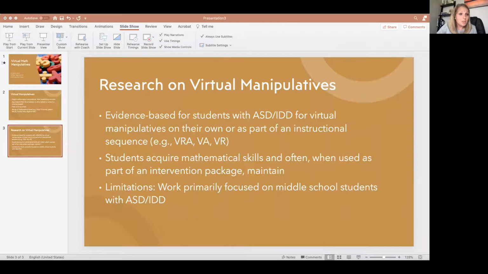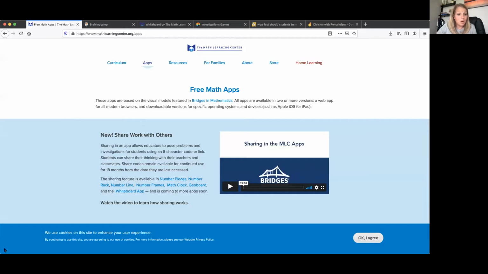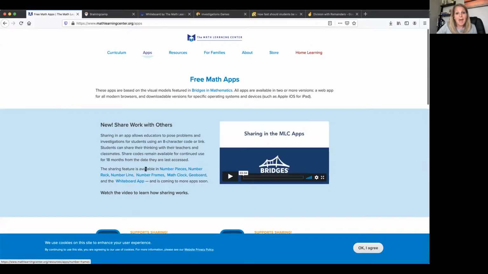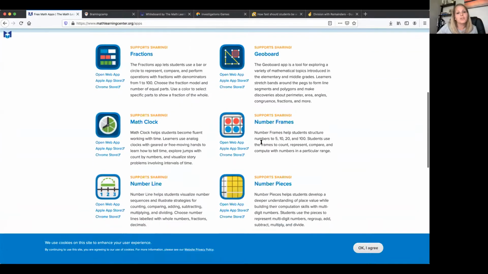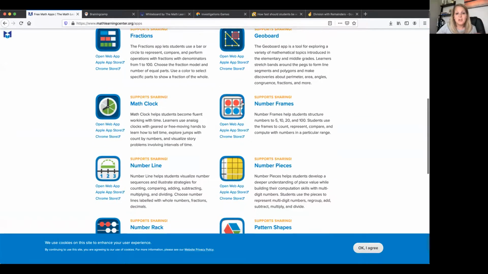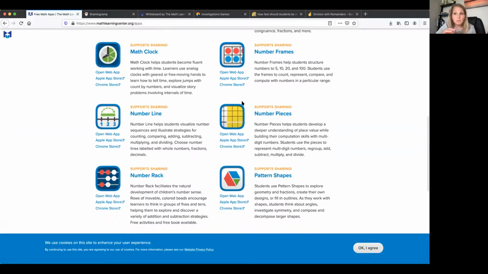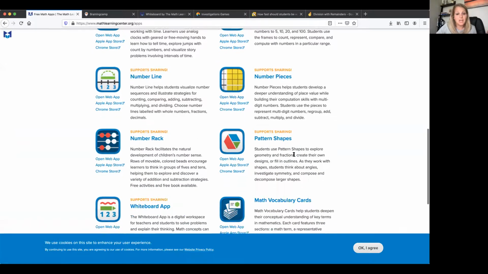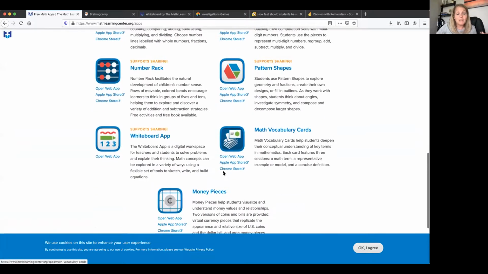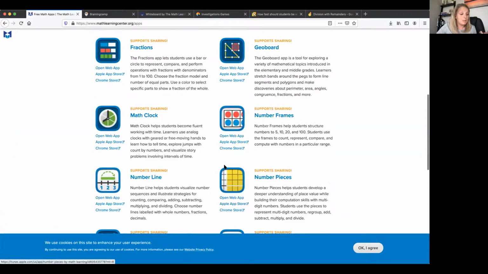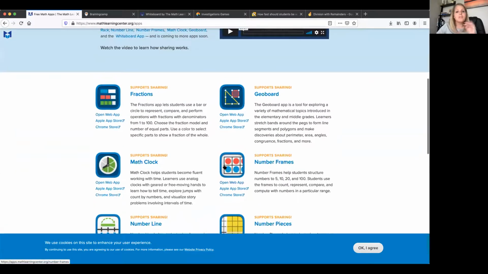I am bringing up two of my virtual manipulative sites that I enjoy. One of them is free, and it is the Math Learning Center. There are a range of free apps from the Math Learning Center that I encourage you to check out. They have fractions and geoboards, math clock, number frames, number line, number pieces, which we might think of as our base 10 blocks, pattern shapes. I love the whiteboard app as well, and the money pieces to help support students who might be learning that functional skill. Again, these are free apps and can be used to support students effectively.